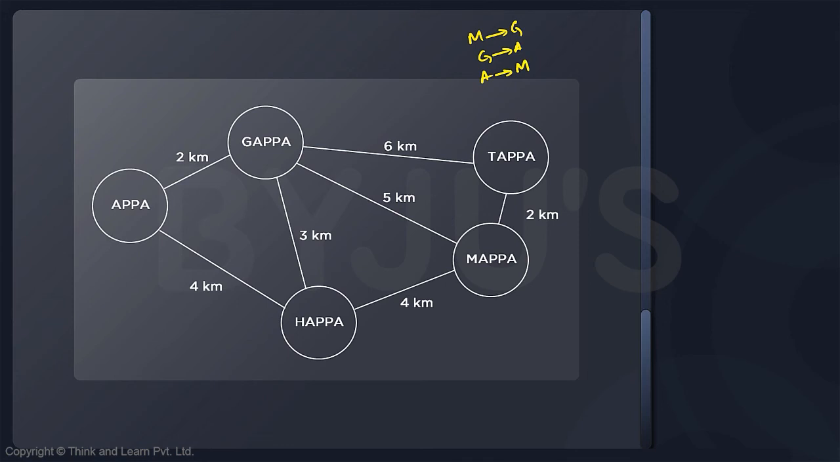So if I want 3 people to go from M to G, so first person, so let me call them as P, Q, R. The first person will go directly M to G, 5 kilometers.